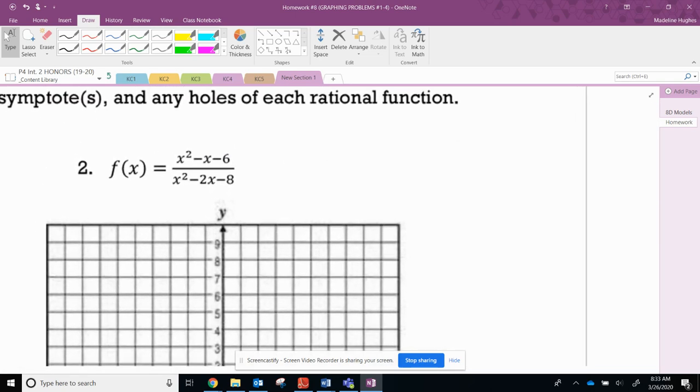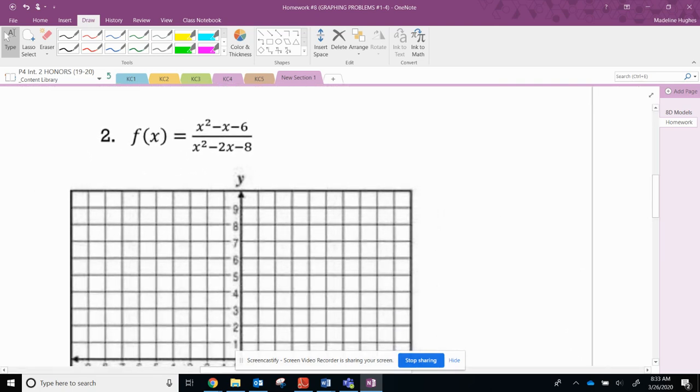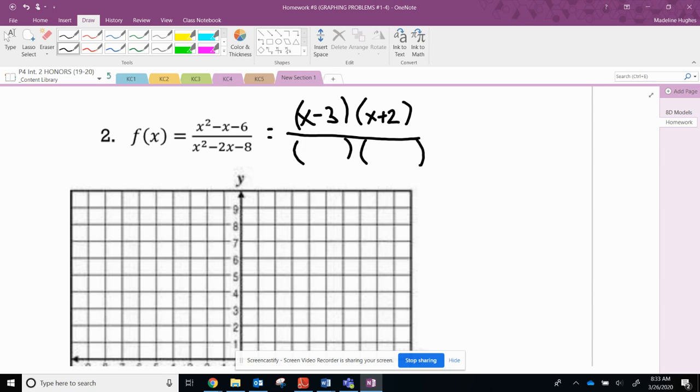So the first step with these is to factor everything that you can, the numerator and denominator. So the numerator is x minus 3, x plus 2. And the denominator would be x minus 4, x plus 2. Okay, so make sure you're factoring correctly. Some of you, when I'm looking at your homework, you didn't factor correctly.